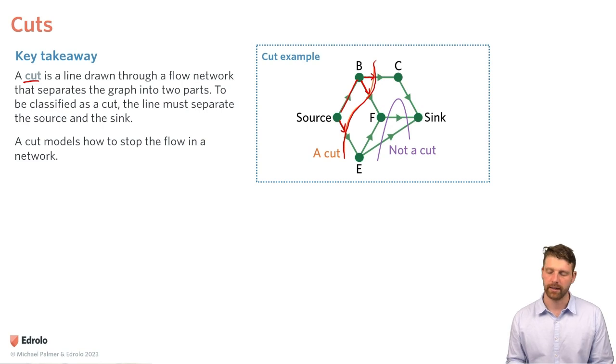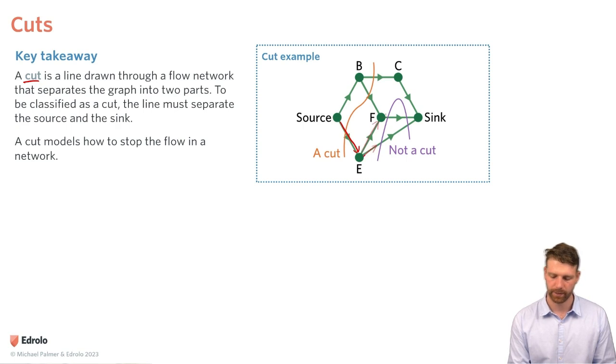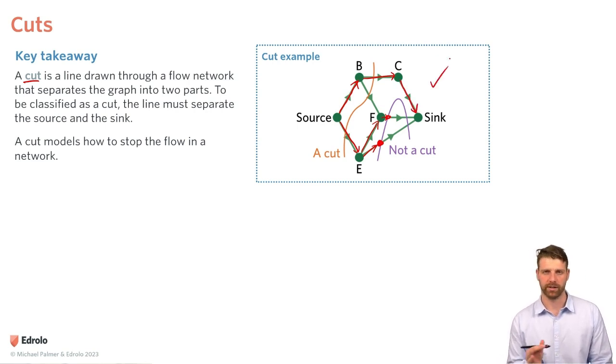This purple line is not a cut. Well, how can I tell that this is not a cut? Well, I can still get water from the source to the sink. So imagine this orange line isn't here. Okay, I get stopped this way, so I get blocked here and here. So it does its job there. However, I can still get water to the sink around the other way. So if I go from the source to B, to C, to the sink, I've actually been able to push some of the water to the sink. So that means the purple line is not a cut.